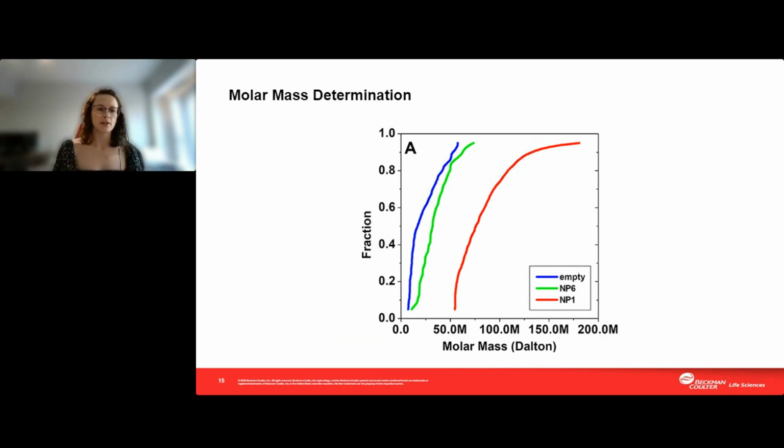So here is our molar mass distribution plot. The empty LNPs have the lowest molar mass, whereas the NP1s have the highest molar mass and also have the largest distribution, all of which makes sense when you think about it. The more RNA you add, the larger the molar mass will be. The NP1s also had the largest hydrodynamic radius. So this plot just helps to confirm our findings as well.